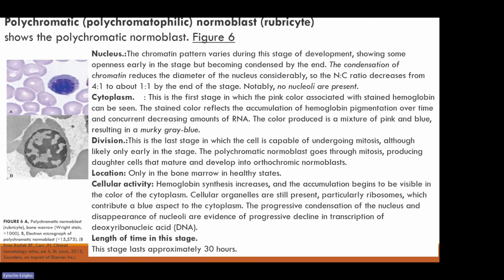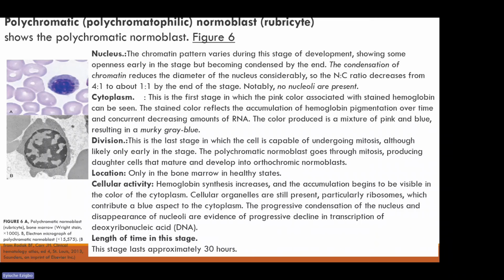We also have the polychromatic normoblasts, polychromatic meaning many colors, from the name. In the nucleus of this cell, the chromatin pattern varies during this stage of development, showing some openness early in the stage, as you can also see from the electron micrograph, but becoming condensed by the end. The condensation of the chromatin reduces the diameter of the nucleus considerably, so the NC ratio also reduces. At the end of this stage, no nucleoli are present.